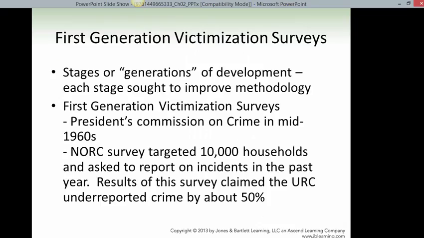First-generation victimization surveys. There were stages or generations of development, and each stage sought to improve methodology. First-generation surveys began with the President's Commission on Crime in the mid-1960s. The NORC survey targeted 10,000 households and asked them to report on incidents in the past year. Results of this survey claimed the UCR underreported crime by about 50%.